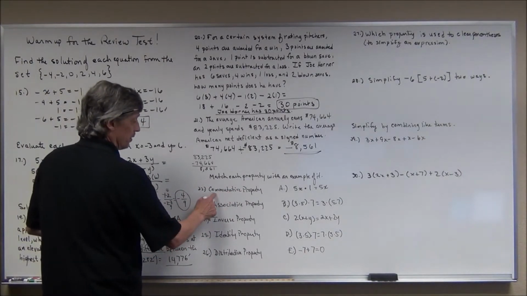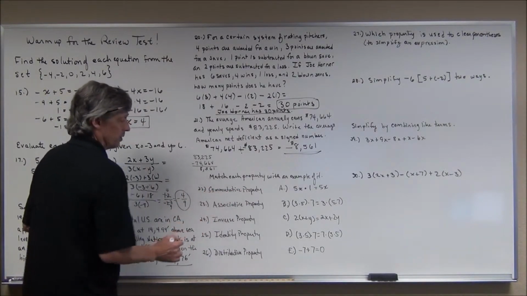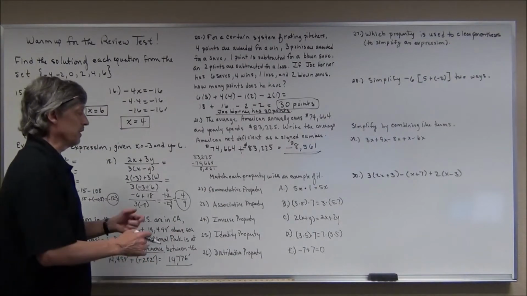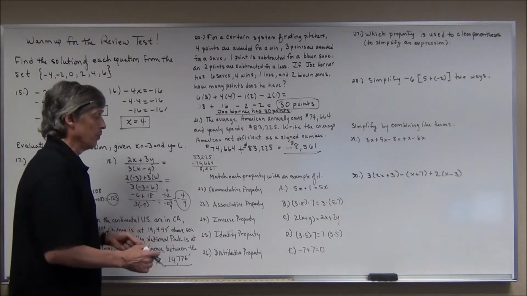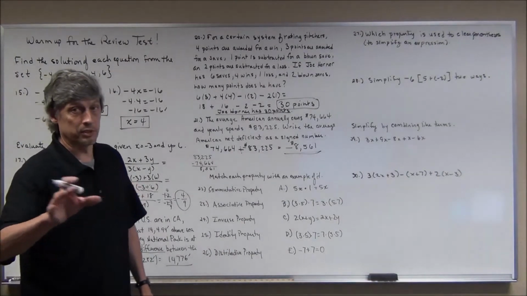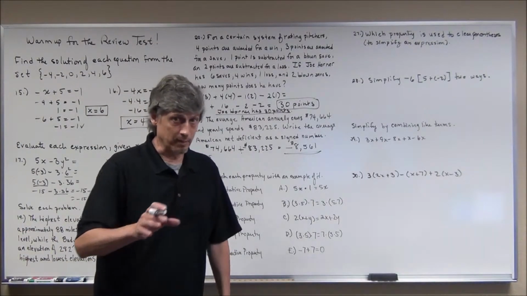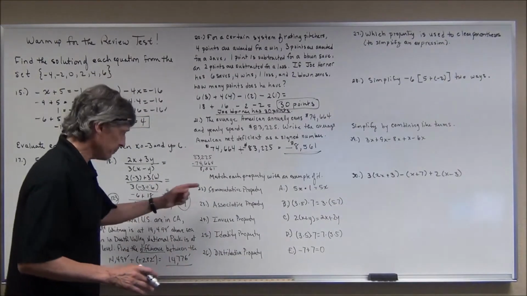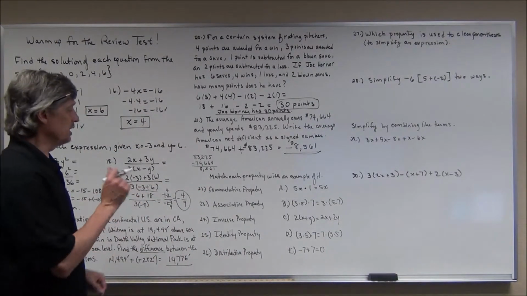Like, for example, commutative. The first two letters of the word commutative, CO, I always think of it as change order. When you add or when you multiply, you can change the order. You get the same answer. 5 plus 3 equals 3 plus 5. 5 times 3 equals 3 times 5. So the commutative changes the order.